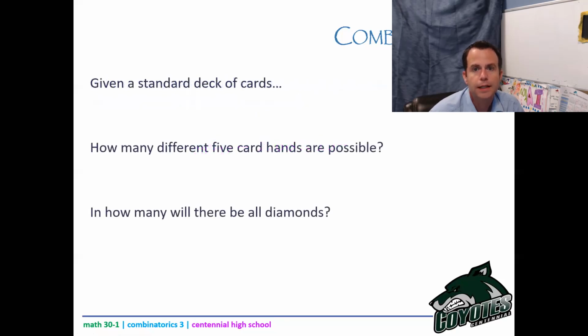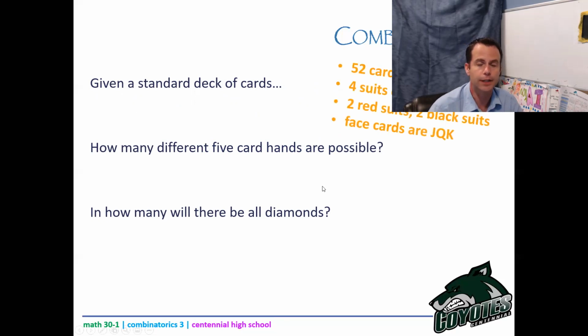Okay, given a standard deck of cards. Now, before you get kerfuffly on me, remember when I started talking about the alphabet, we don't even expect you to know how many letters are in the alphabet. That's something you could ask, okay? A standard deck of cards, this is the information on a standard deck of cards. You have 52 cards in a deck. There are 4 suits of 13 cards each. There's 2 red suits, 2 black suits, and the face cards are considered the Jack, the Queen, and the King, okay? All of that information would be given to you. It would never be something that you have to know, okay? You can always ask about that.